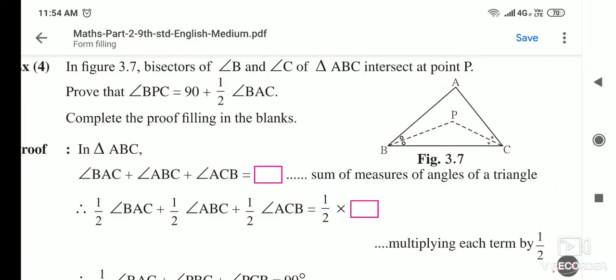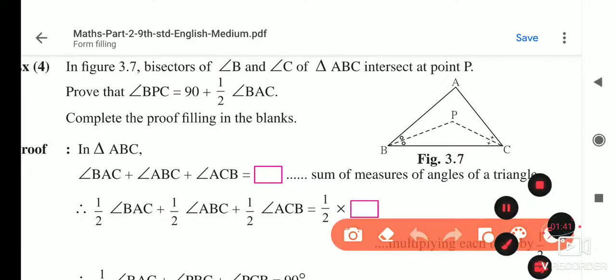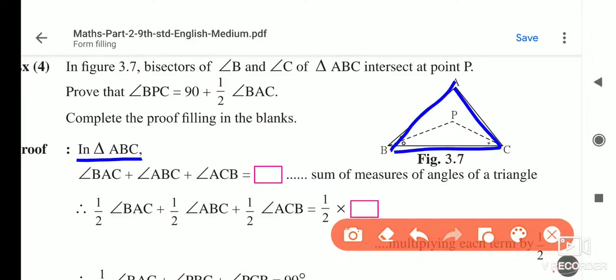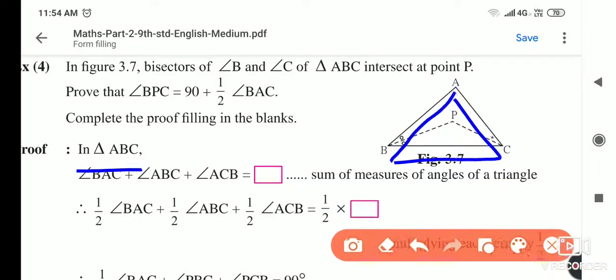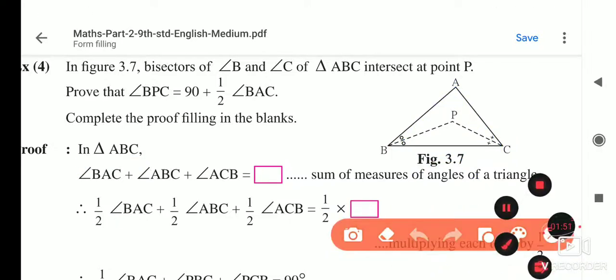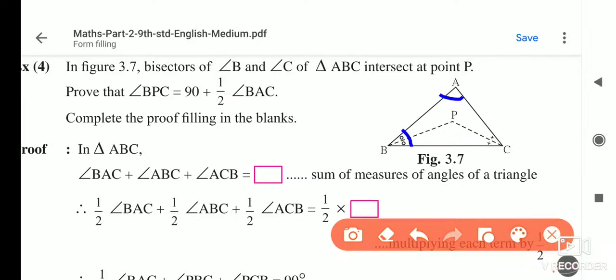So, if you see here, what they gave us in triangle ABC. Here it is triangle ABC. In this triangle, angle BAC, where is angle BAC? This is angle BAC, plus angle ABC, plus angle ACB. The sum of all these angles. So here it is written, sum of measures of angles of a triangle. How much is the sum? Yes, it is 180 degrees. So what will you write in the box? 180 degrees.